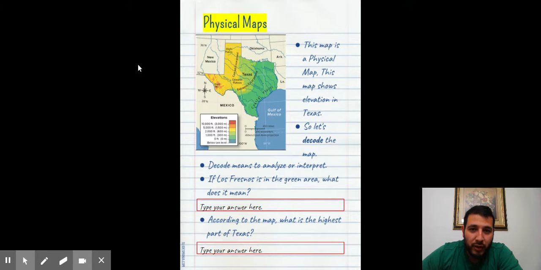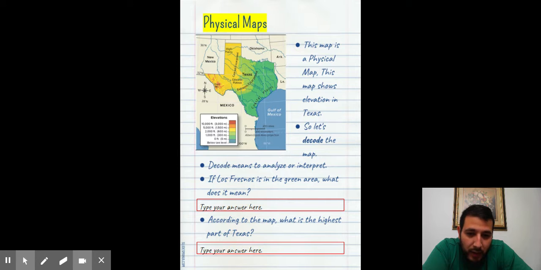I'm going to go over the physical maps. So as you can see here, this is a physical map. This one is going to show elevation of Texas. So decode. What does that actually mean? It means to analyze or interpret. So just substitute this word decode. We're going to analyze the map. We're going to look at it. We're going to interpret the information. So we're going to look at the information and, based on the information, we are going to answer some questions.